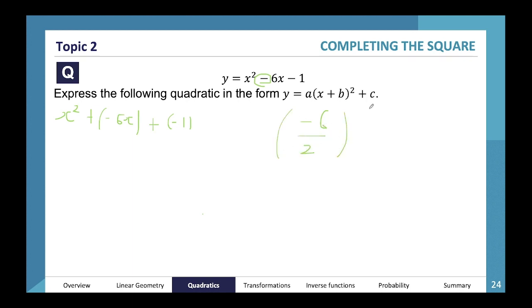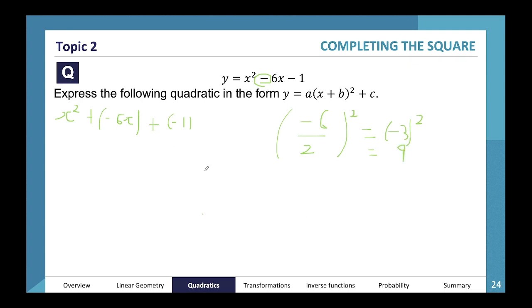Again, I'm going to do everything in single steps just because it's easy for you guys to follow, and also it prevents me from making silly mistakes. So this is what I'd actually do on my exam. So negative 6 divided by 2 is going to give me negative 3, and then I'll square this, and from here I'll get 9.